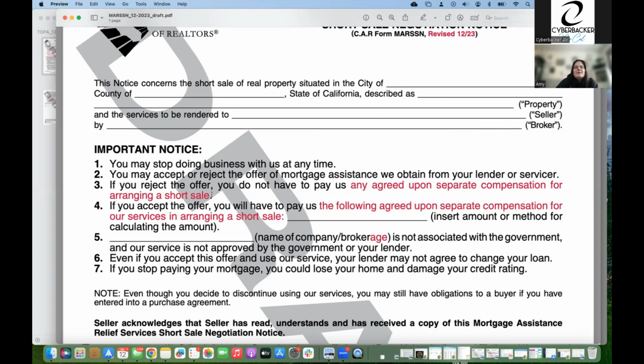And so this is, hey, once the bank gets back to us, if it's not agreeable, you don't owe us anything. If you accept the offer, you will have to pay us the following agreed upon separate compensation for our services in arranging the short sale. So there's compensation for selling the property, and then there's compensation for negotiating the short sale itself. So that would be here, name of company, brokerage. A lot of times people enlist a third party to help negotiate the short sale. It's a very time consuming process. So I might list the property and company A may be negotiating that sale. That would go here.